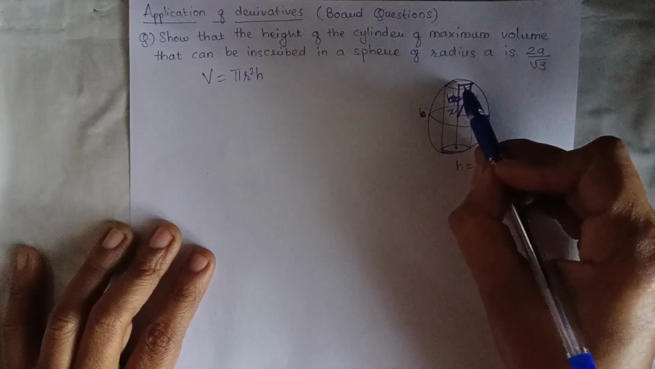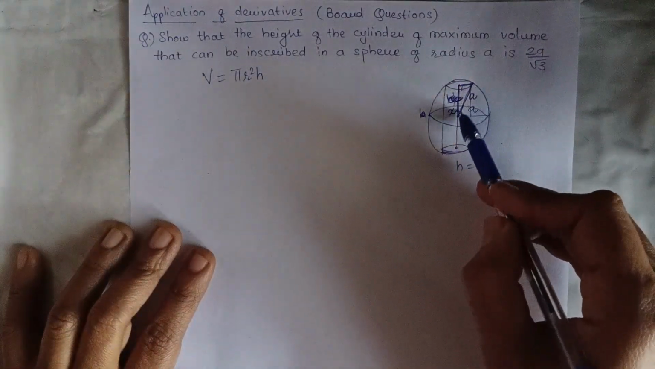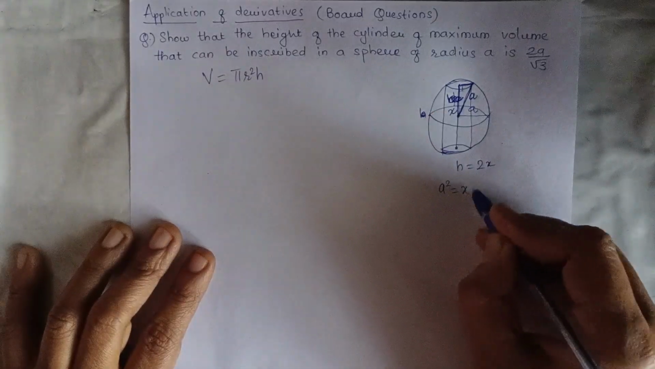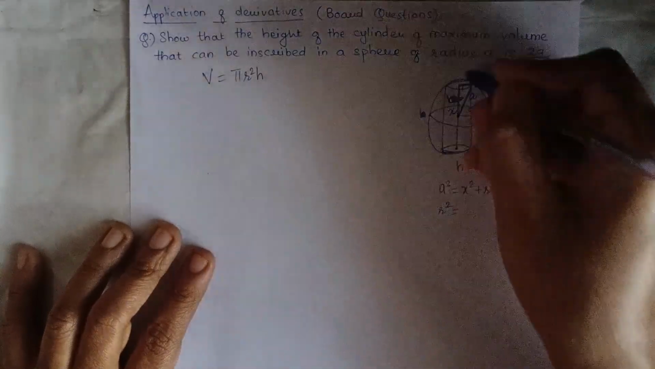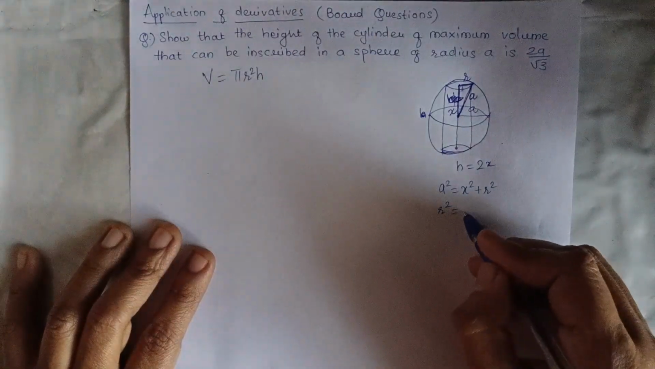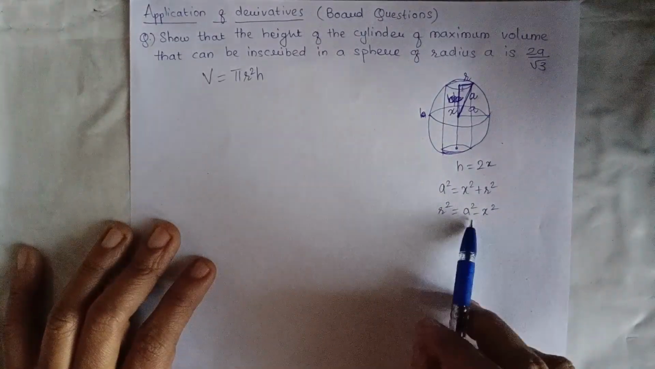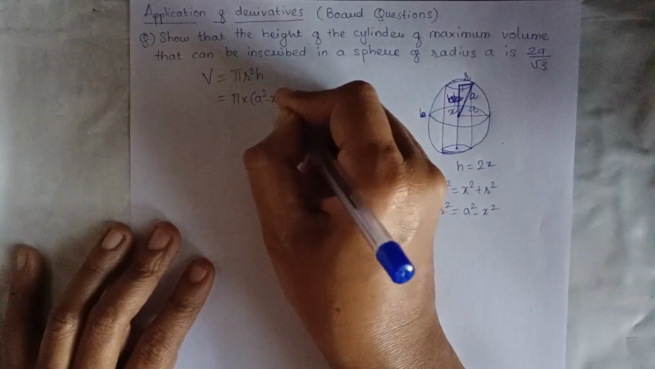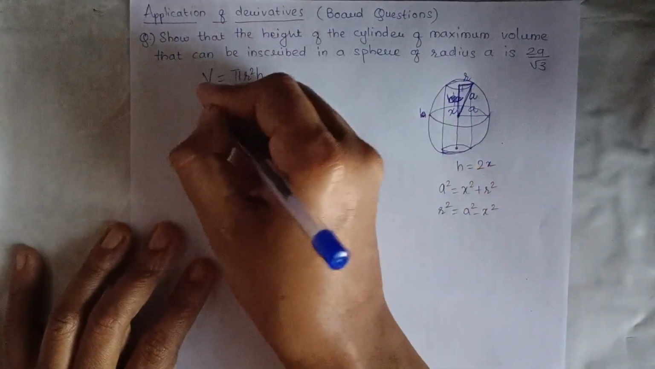So we have the radius, which we can find by using Pythagoras. Using Pythagoras, a square is x square plus r square. So the radius r is the square root of a square minus x square. That we can substitute here, and the total height is 2x. So this is our volume.